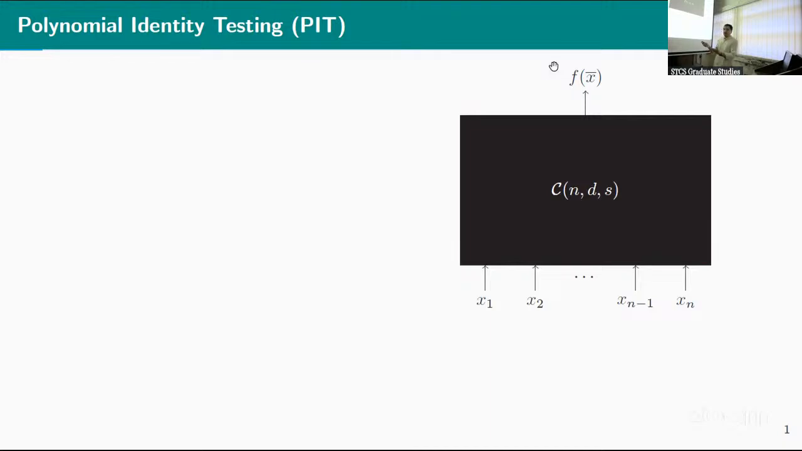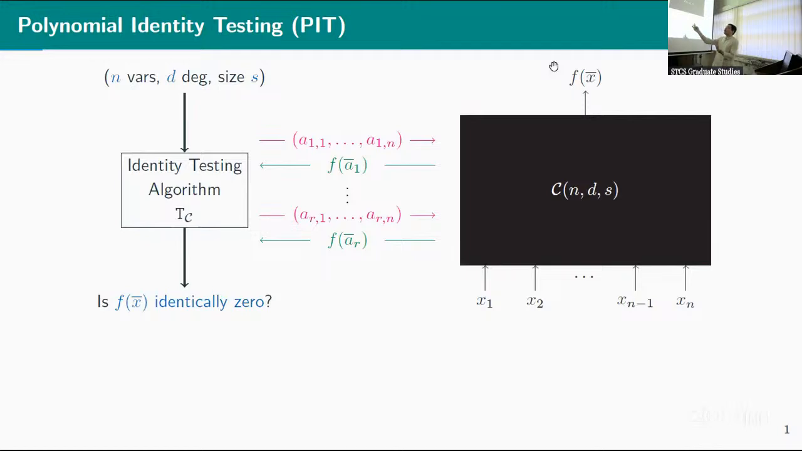So what is the PIT problem with this black box? What an identity testing algorithm would want to do is to interact with this black box by making queries. Basically, it can query it on the point A1, which is A11 through A1n, which will go into X1 through Xn. It can make some R many queries, and at the end, it has to tell whether the polynomial inside the black box is just the identically zero polynomial. Identically zero here, you can think of it as it is zero on all inputs. No matter what is observed, it will just output zero.